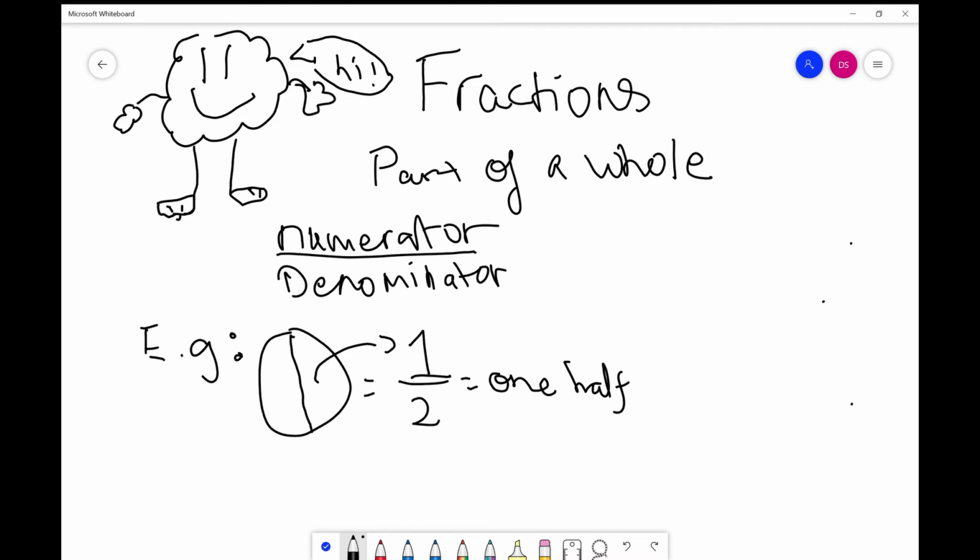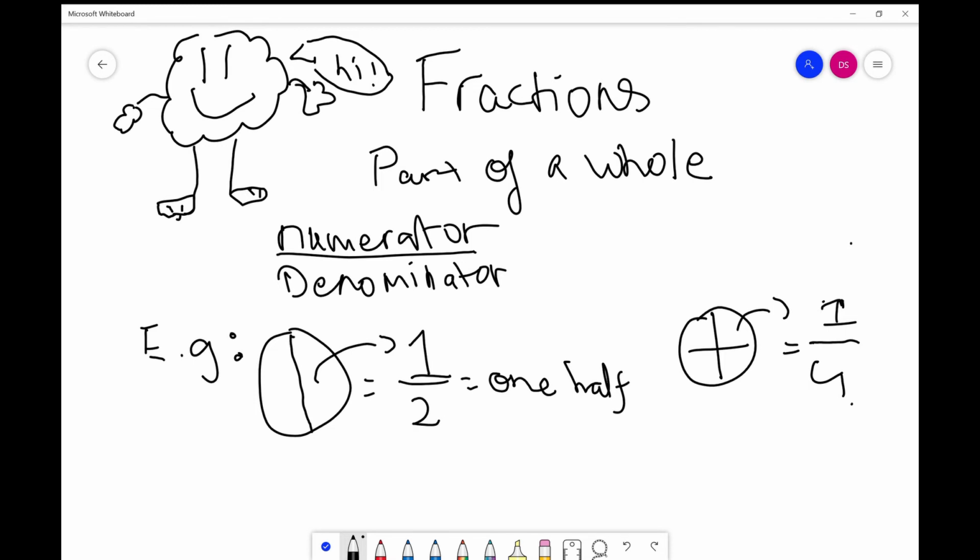Our denominator will now change as we're cutting the pie into more pieces. So the denominator will become 4, but the numerator would still stay 1, as we're still taking one piece of the pie that we've cut into 4 pieces. This would make our fraction 1 over 4, or 1/4.